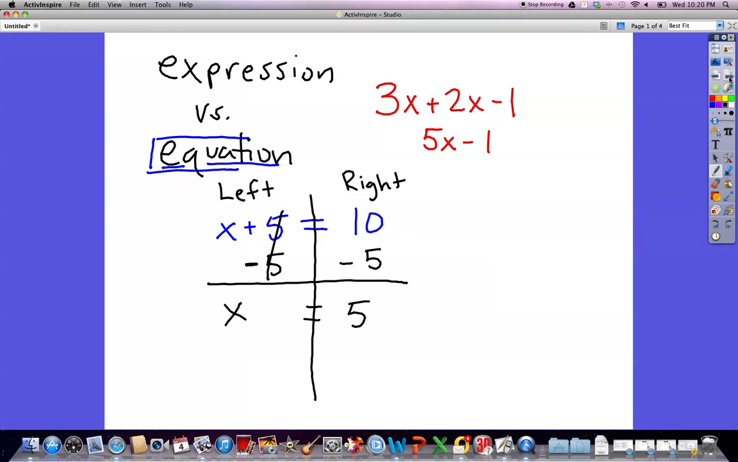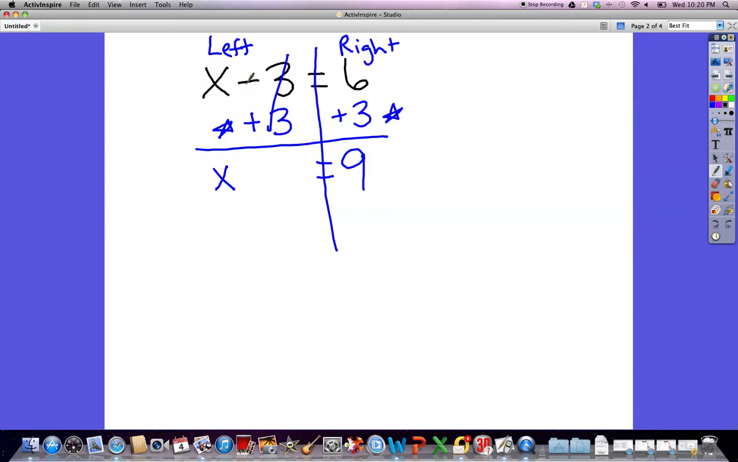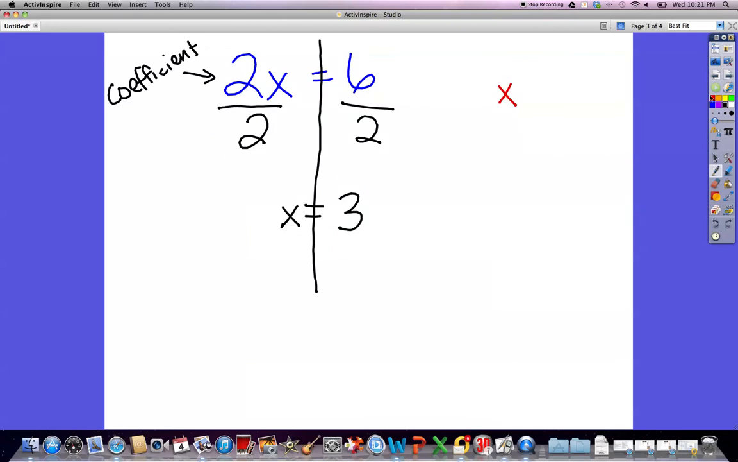Then we moved on to a subtraction problem, x minus 3. And the opposite of minus 3 is plus 3. So what we did to one side, we had to do to the other. Added 3 to both sides. Got 9. Finally, we did multiplication. And it was 2 times x equals 6. So the opposite of multiplication was division. So we divided by 2, that's right, on both sides. Because what we do to one side, we have to do to the other. Alright, 6 divided by 2 was 3.